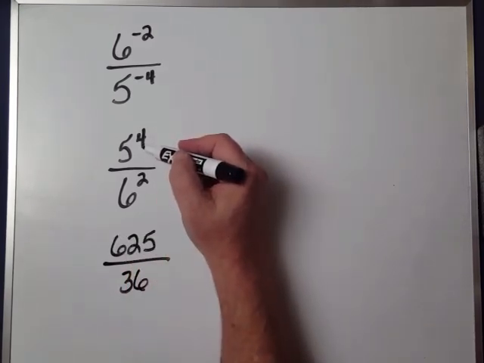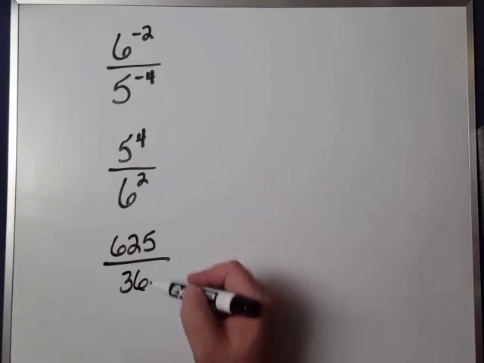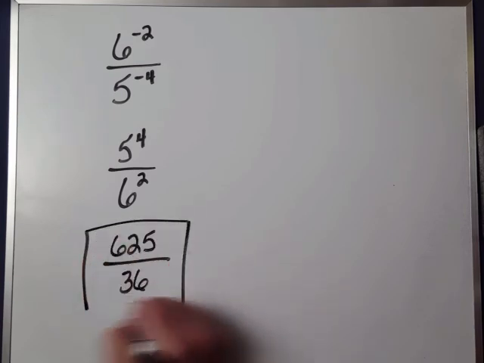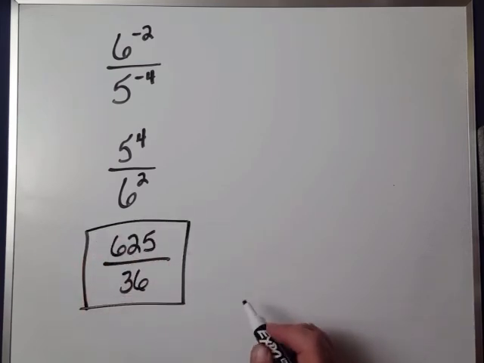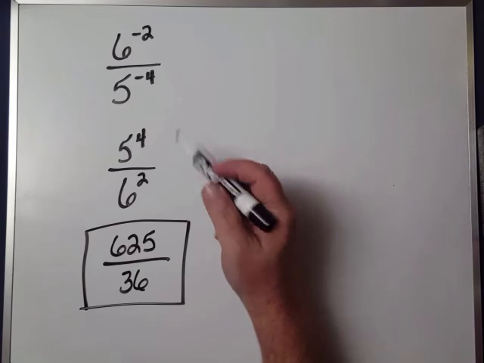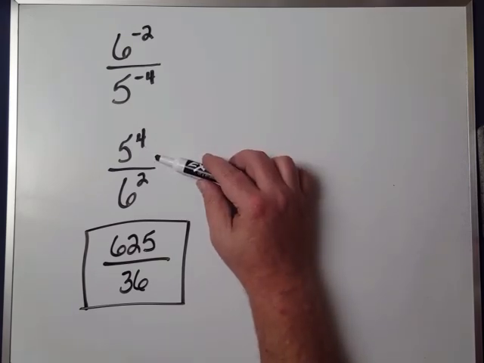625 is nothing but a bunch of 5s. Is 36 divisible by 5? Certainly not. I guarantee that that's in lowest terms. But because it said simplify, I cannot stop here while it still has exponents that can be worked out.